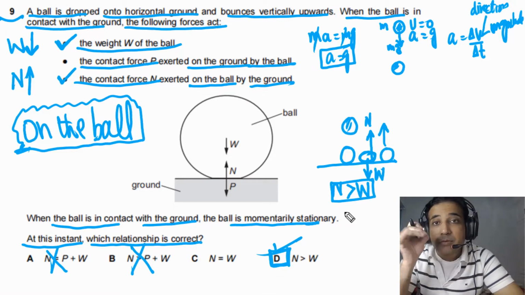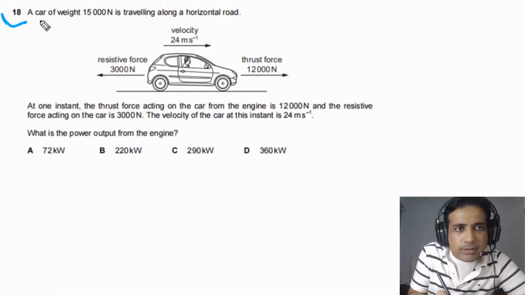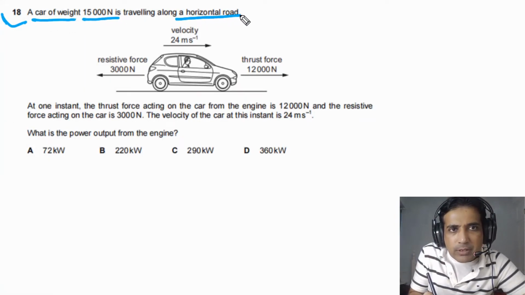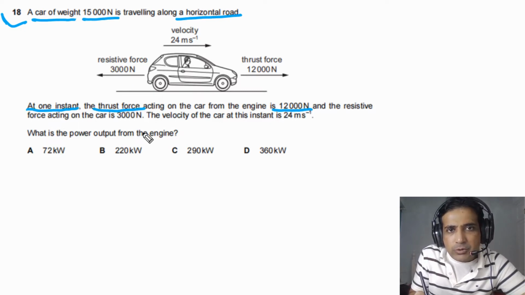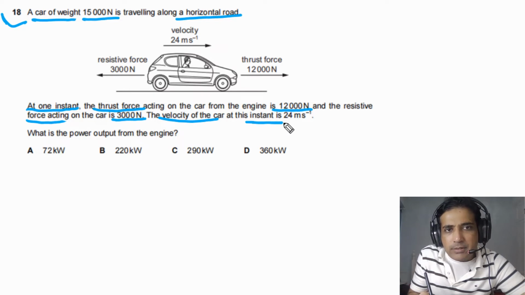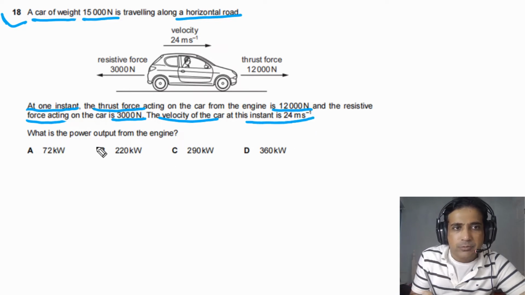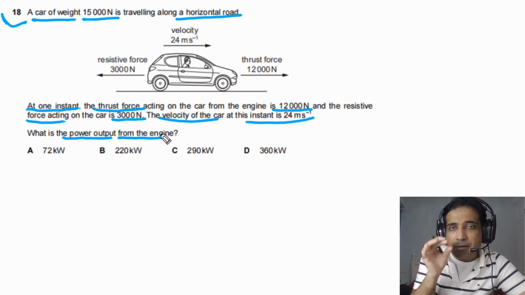A very nice question to test your understanding of resultant force and acceleration. For question number 18, we are given that a car of weight 15,000 newtons is traveling along a horizontal road. At one instant, the thrust force from the engine is 12,000 newtons and the resistive force acting on the car is 3,000 newtons. The velocity of the car at this instant is 24 meters per second. We need to calculate the power output from the engine at that instant.